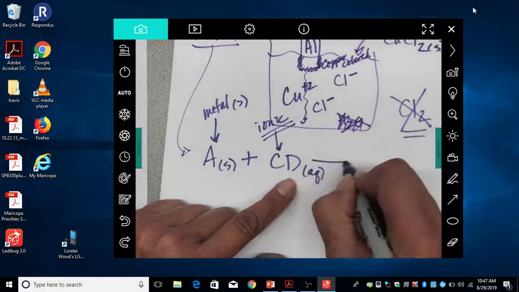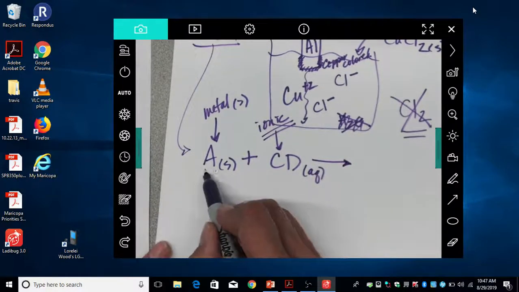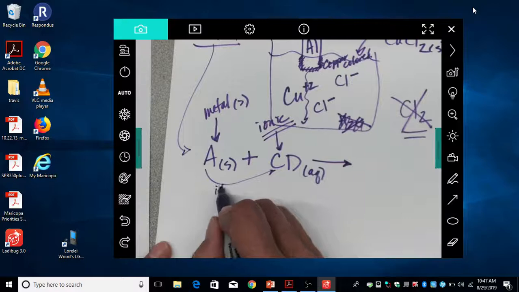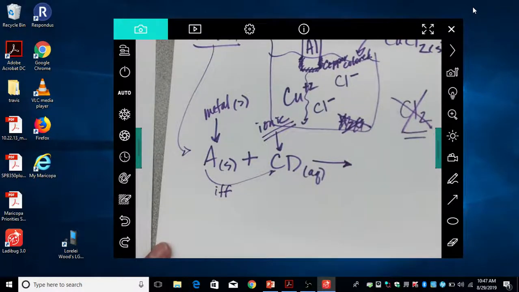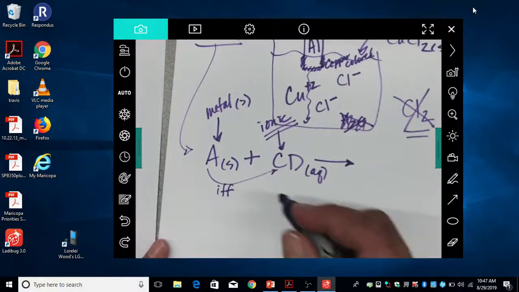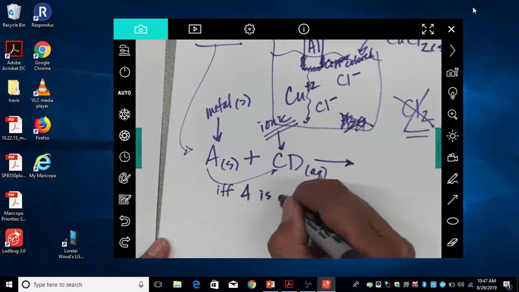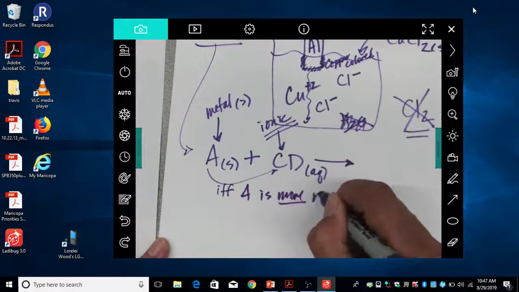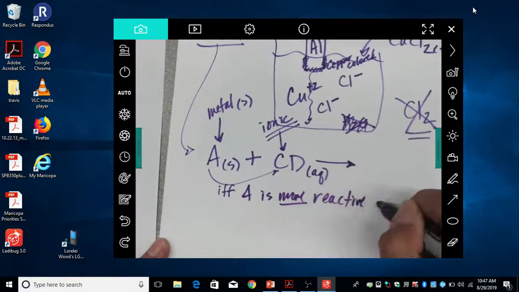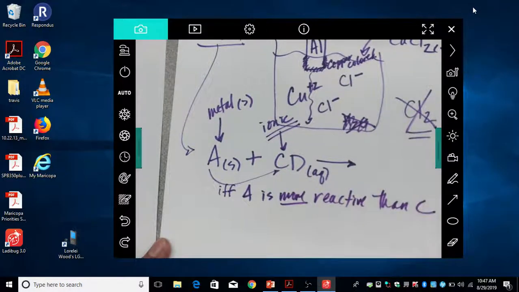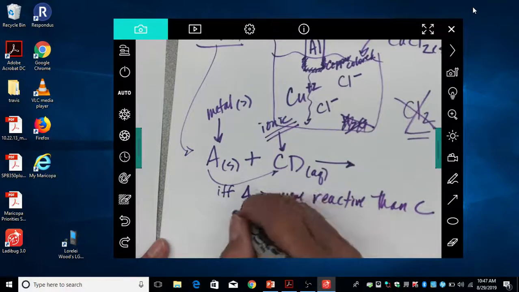Okay. So in a single replacement reaction, what happens is, I'm going to use the calculus if. Right? What's calculus if? If and only if A is more reactive than C, then a reaction will occur.